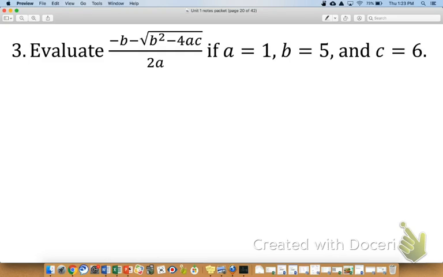Basically, a square root is asking what number times itself. Let's say this was a square root. You say, what number times itself equals this? So you just ask them.